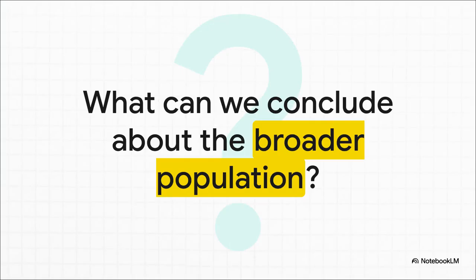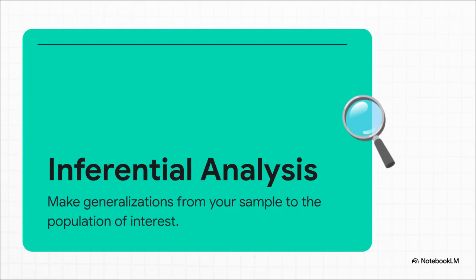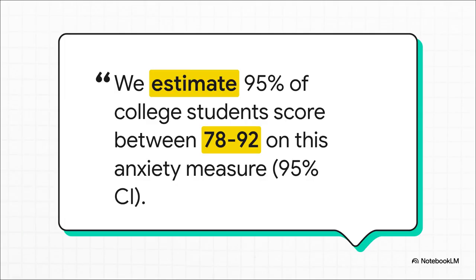How can you possibly take what you learned from one small group and make a solid, educated guess about a massive group you haven't even tested? This, right here, is where statistics starts to feel a little bit like a superpower. This whole process is called inferential analysis. You're making an inference, a logical leap from your sample to the entire population. It's exactly how a political poll can talk to 1,000 people and get a pretty good idea of what millions are thinking.